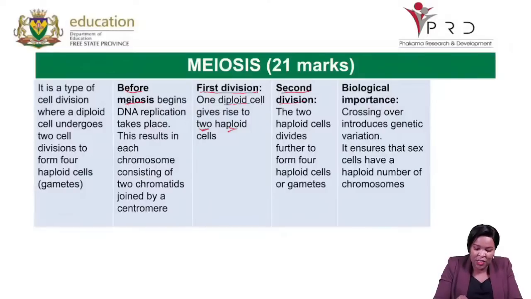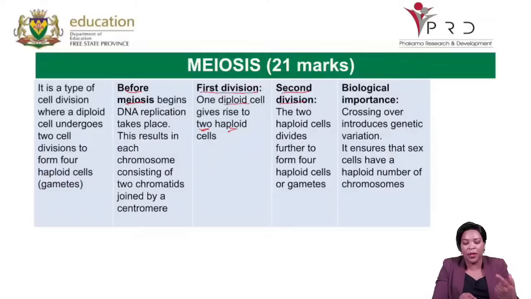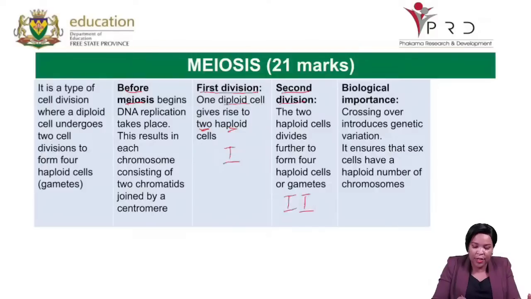Then the second division, remember, you have meiosis 1 and meiosis 2. So in meiosis 2, it is those two cells that are coming here. They are dividing further to form 4 haploid cells that are called gametes. Remember, in meiosis we are forming gametes. Then the biological importance of meiosis: crossing over introduces genetic variation. Very important. And this also ensures that sex cells have a haploid number.